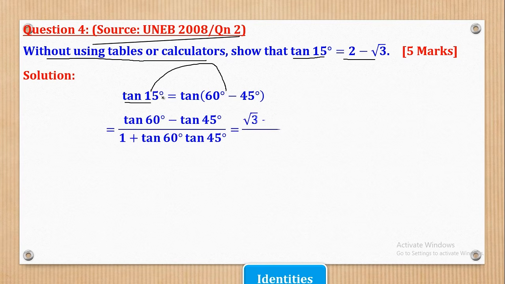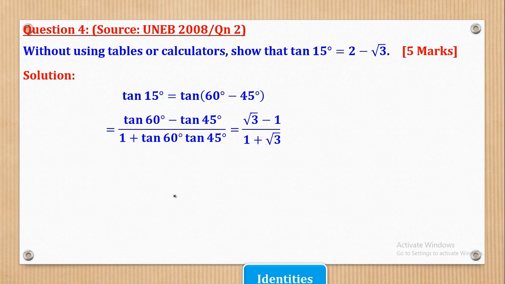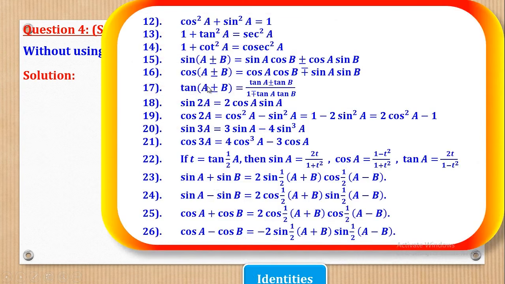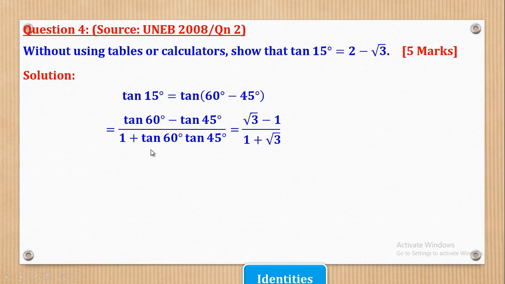Therefore, we shall expand this using tan A minus B. If you look at these identities, tan A minus B is equal to tan A minus tan B over 1 plus tan A tan B. So in this case, this will be our A, and this will be our B. Now 60 is a particular angle, and tan 60 is root 3.